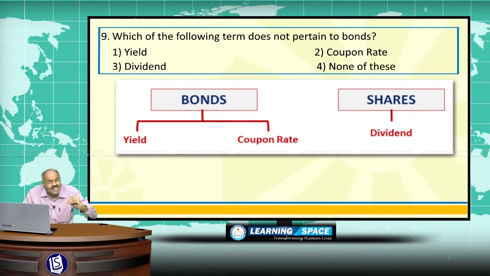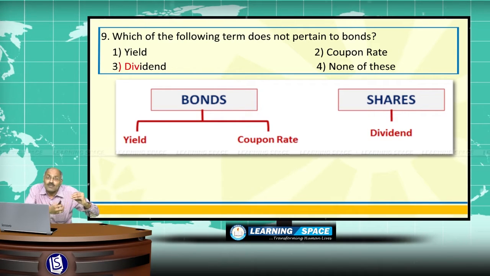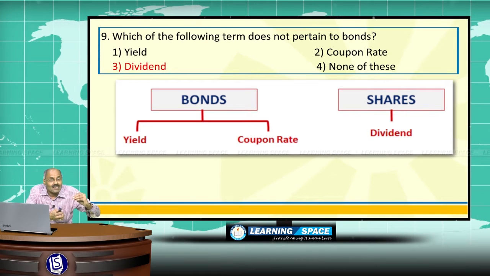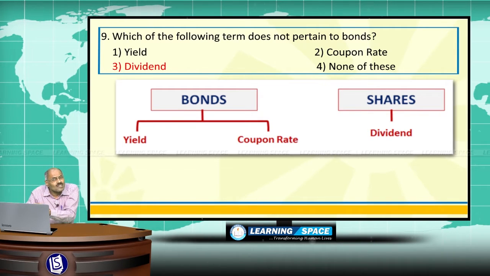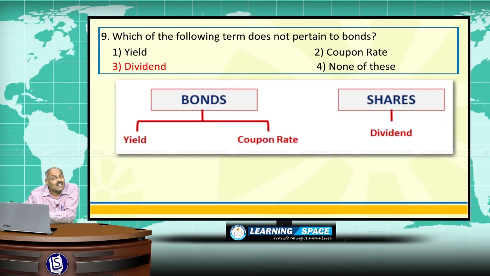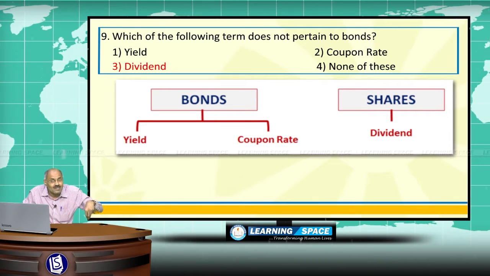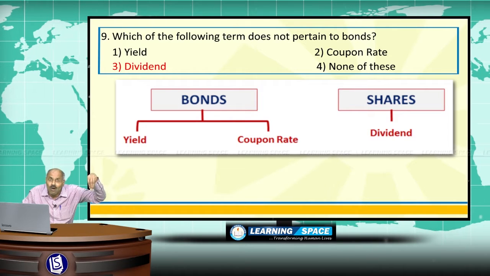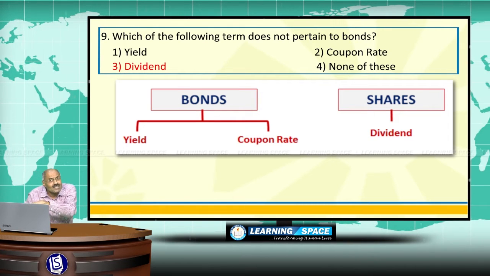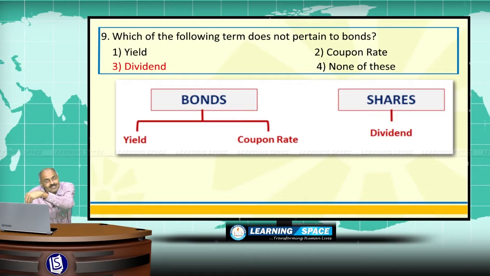So, if someone says shares, dividend you should not forget. And if someone says bonds, please don't forget yield and coupon rate. So, yield and coupon rate are the terms basically pertaining to bonds. Dividend is the term pertaining to shares.